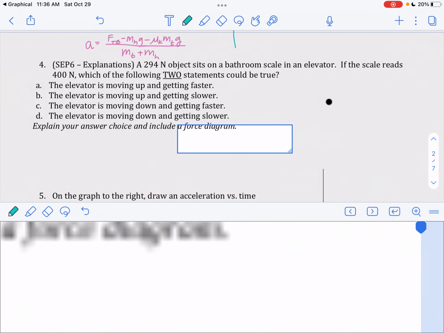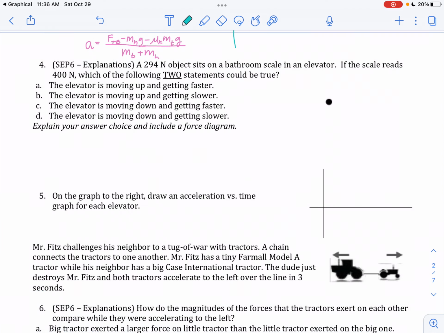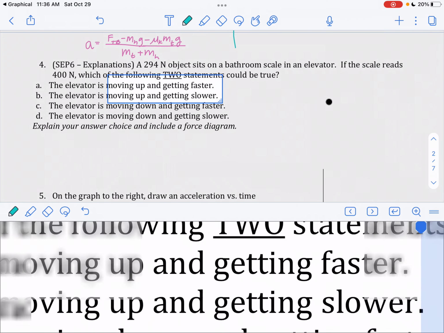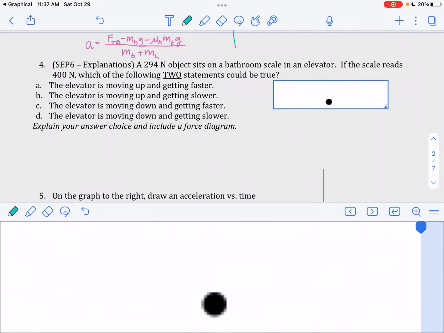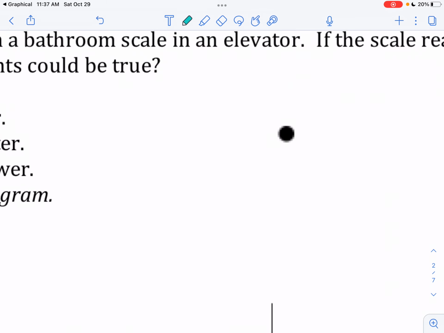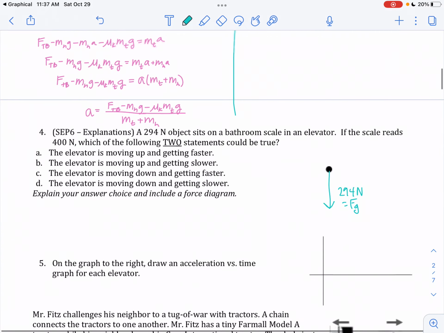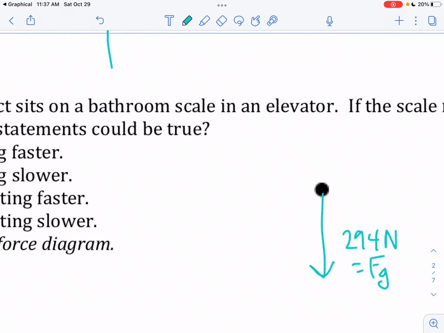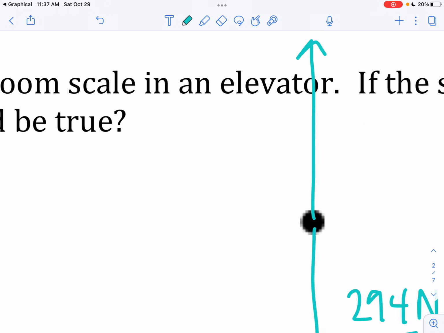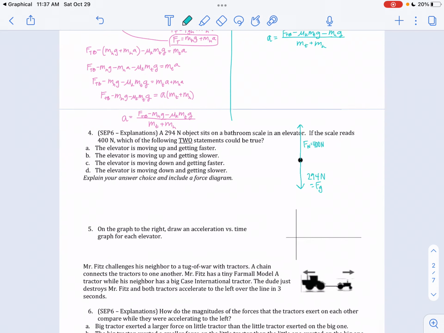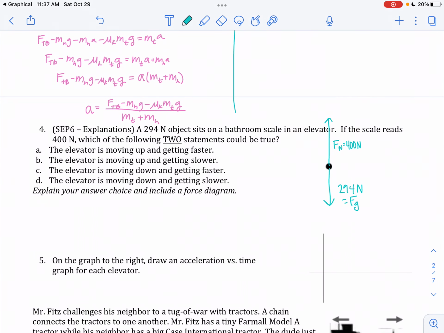Okay, now let's do this one. So I know that there's a 294 Newton object. Right away I see this FBD here, but even if I wasn't given one, I would be drawing one. 294 newtons is Fg because it sounds kind of like mass, but it's measured in newtons. And the scale reads 400. So the scale, remember, is the normal force. That's why you tell the doctor you're going to go normal force yourself. And so I draw my FBD, so Fn is much bigger than Fg.